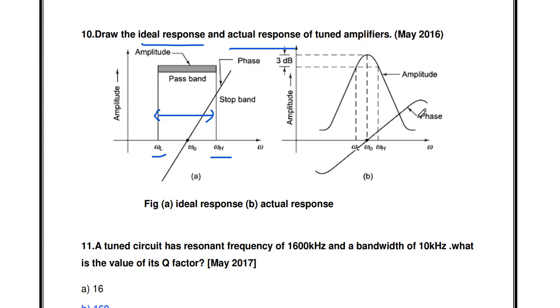So this is the practical response of tuned amplifier. You see, the amplitude increases, and at the center frequency, the resonant frequency, the amplified value is maximum, and again it reduces to a minimum value. So this is the practical, actual response of the tuned amplifier. This is the ideal response, and this is the practical response.